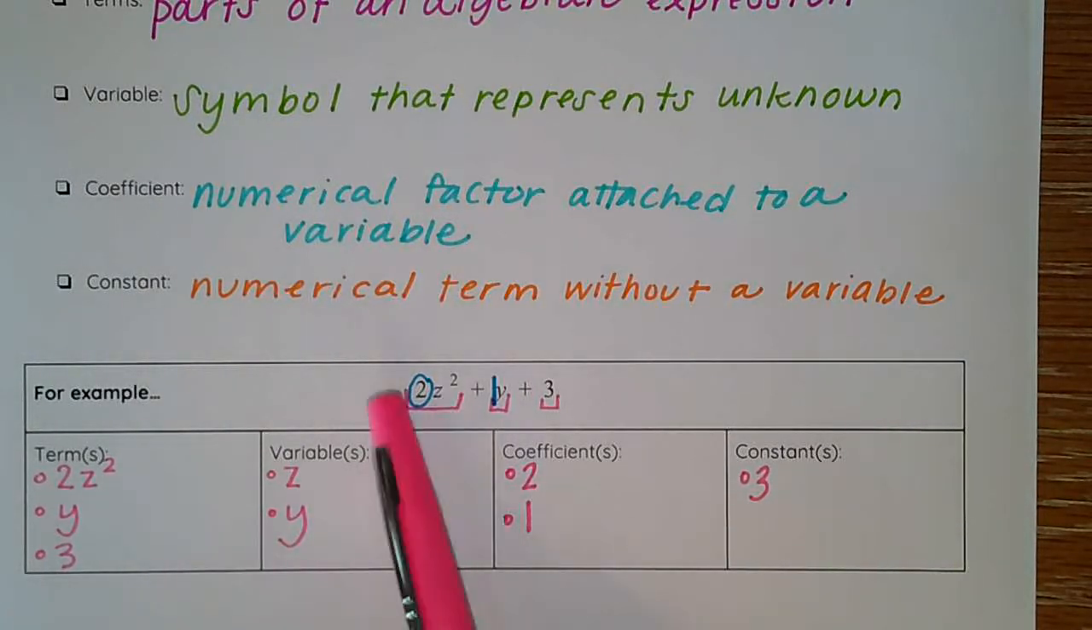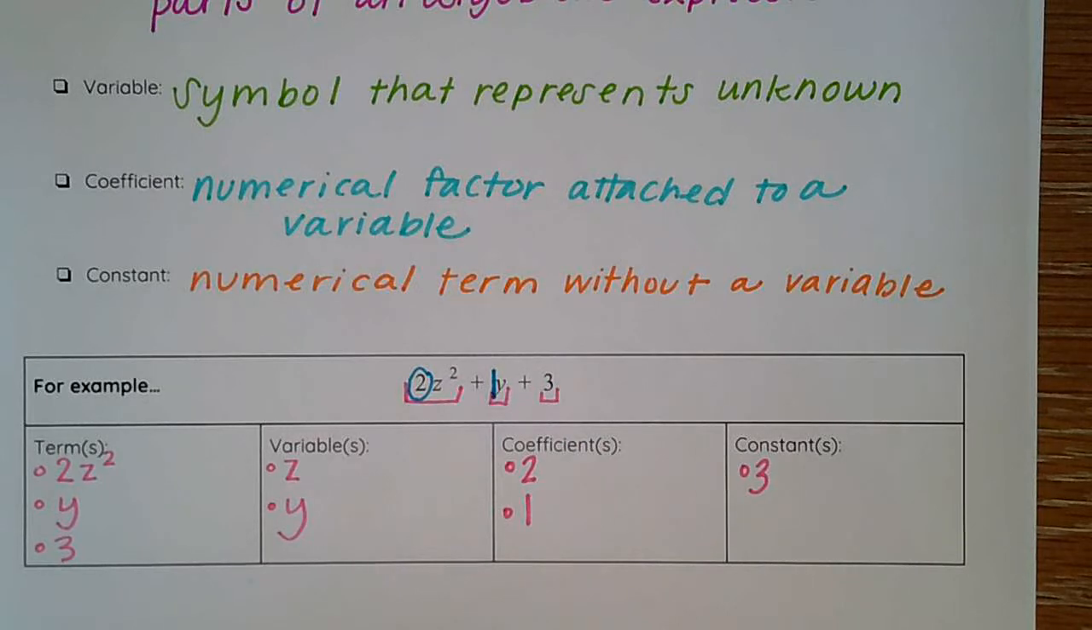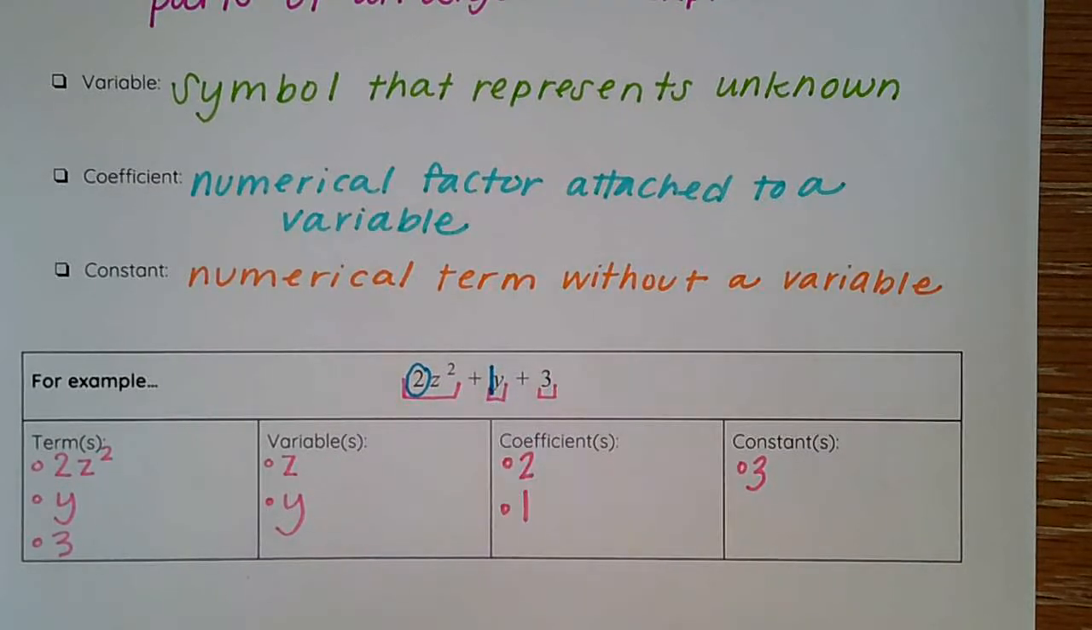So again, your terms are your different parts of your expression. Your variables are the letters. Your coefficients are the numbers attached to your variables. Every variable will have a coefficient, whether we see it or not. And then our constants are our standalone numbers.